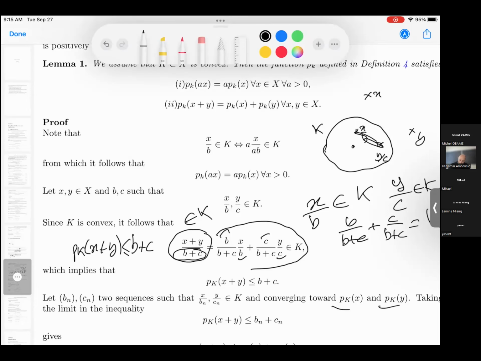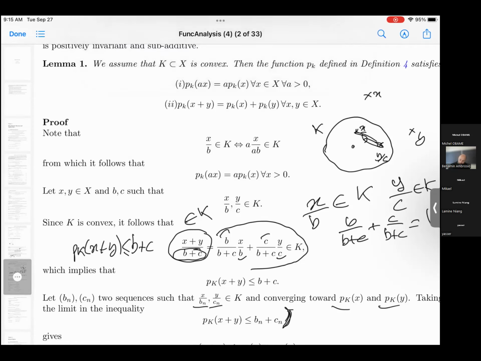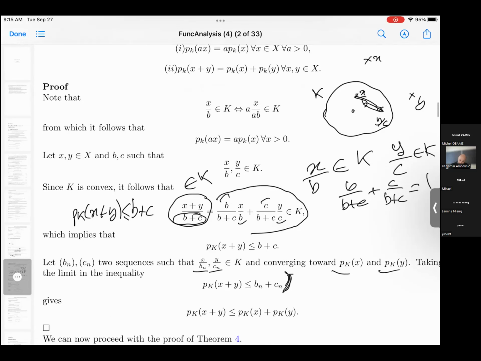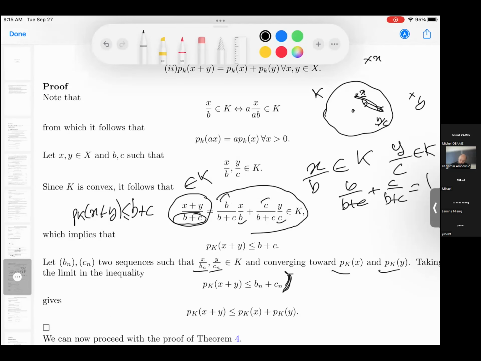And so from the previous computation, you know that this inequality holds. Now you take the limit and you obtain what we want, right? And that's it.